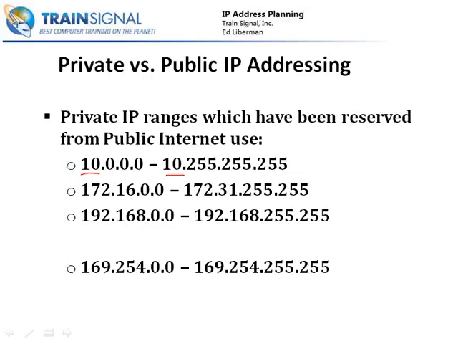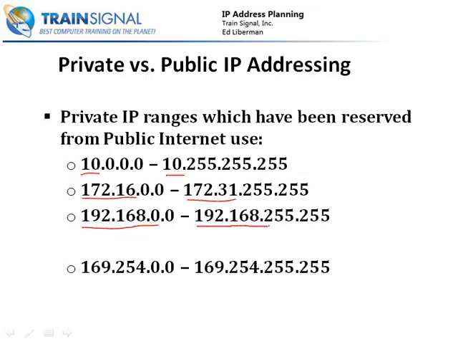Can you believe that? There's only 126 to begin with. Well, now we've taken one away. For the B class, there's actually a number of B class ranges that are not available. Anything from 172.16 through 172.31. So 172.16 dot anything, 172.17 dot anything, 172.18 dot anything, all the way through 172.31 dot anything is unavailable on the internet. And then the C class range is 192.168 dot anything.